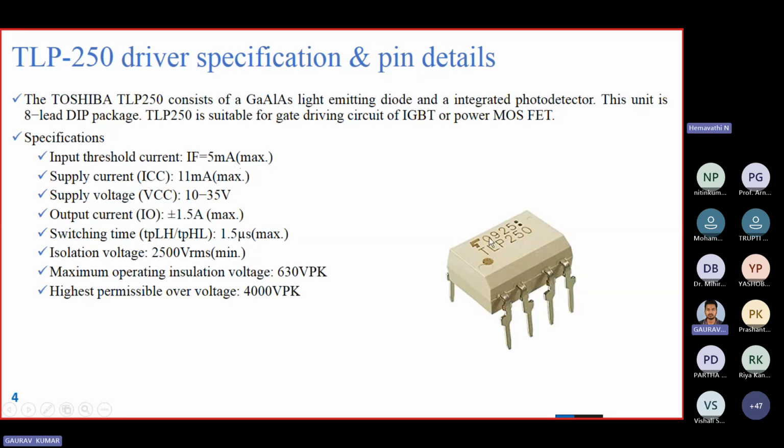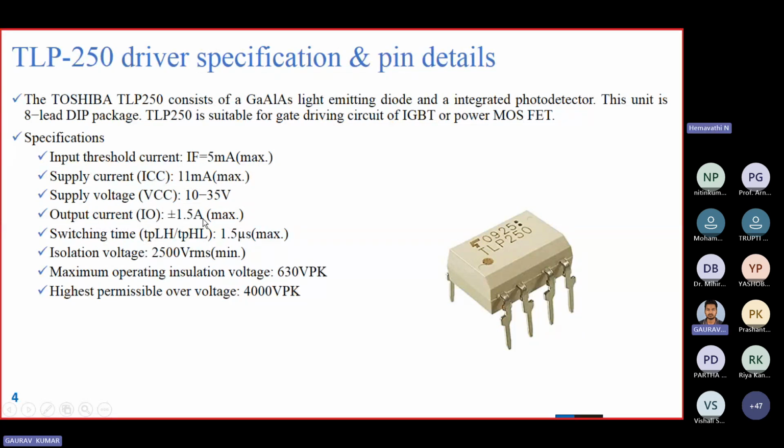Actually, if we see the TLP250 driver circuit configuration, there is an LED device, and at the output terminal there is a photosensor. So for turning on that LED, we need to provide a current, and the threshold maximum current is 5 milliampere. The supply current is maximum 11 milliampere. The supply voltage we can provide to the terminals of the TLP250 is 10 to 35 volt, and the output current it can produce is 1.5 ampere maximum.